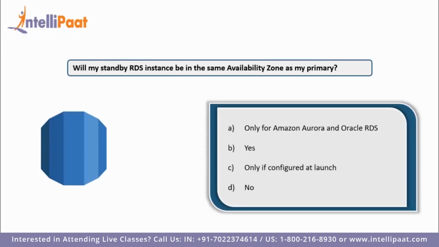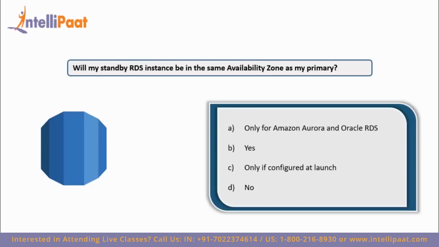Will it be in the same availability zone as your primary RDS instance? Okay. So the options are, it's only true for Amazon Aurora and Oracle RDS. Second option is yes. Third option is only if configured at launch. And the fourth option is no.